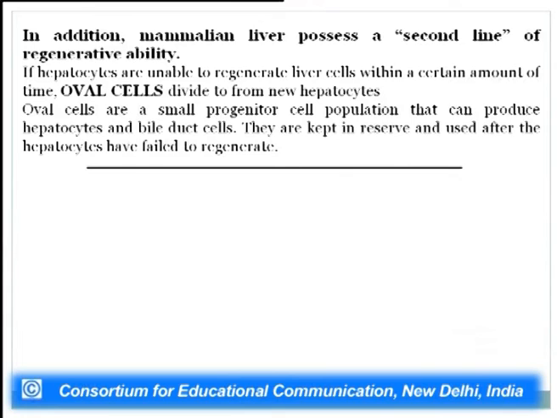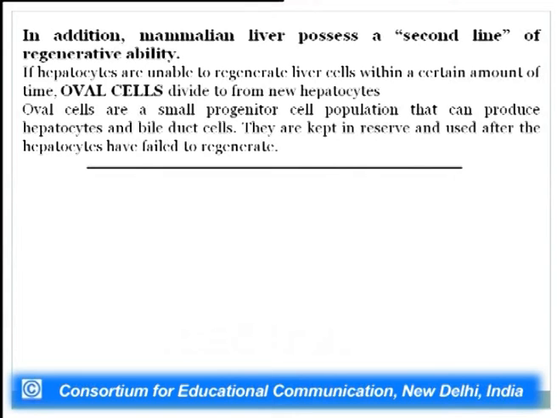So, the first line of regenerative ability is that the differentiated hepatocytes will proliferate and regenerate the liver cells, which will take over the function. However, if they fail to do so, there are oval cells. Oval cells are a small progenitor cell population that can produce hepatocytes and bile duct cells. They are kept in reserve and used after the hepatocytes have failed to regenerate, and they will produce more hepatocytes, and liver cell regeneration will occur.